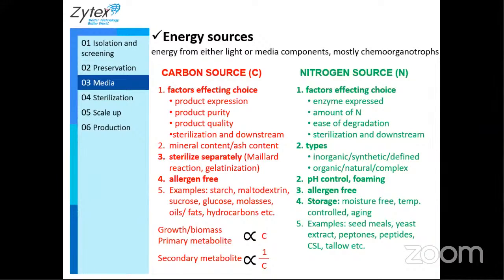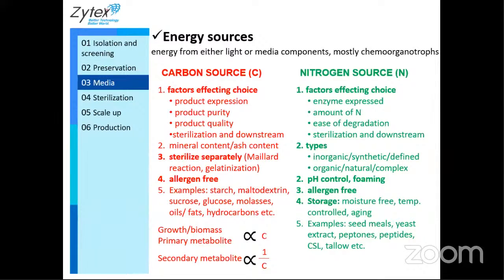Why? Because when a culture enters into stationary phase, that is the time when the cells compete with each other and produce many metabolites which actually inhibit the growth of others. So these secondary metabolites will only be produced when there is nutrient depletion. So carbon source is inversely proportional to metabolite production. Now, the factors which are responsible for affecting such choices are product expression, purity and quality.